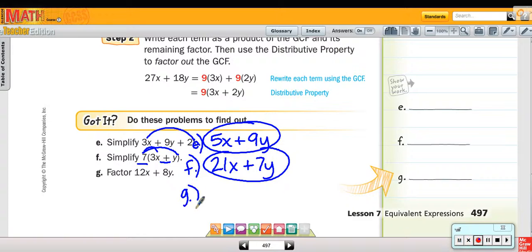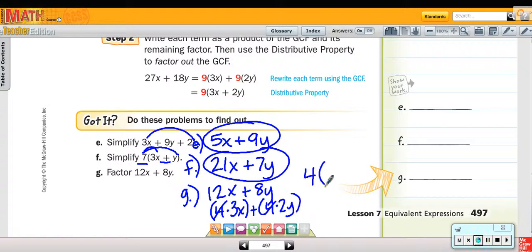Let's go to G. We have 12x plus 8y. What's the GCF of 12x and 8y? 4. So this is 4 times what makes 12x? 3x. Plus 4 times what makes 8y? 2y. If I remove my GCF, I get 4. What's left? 3x plus 2y.